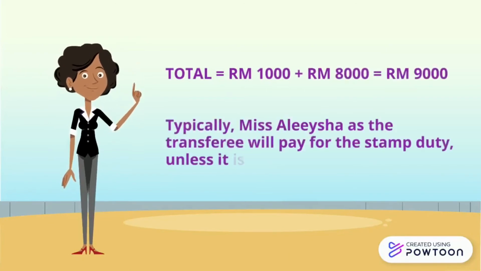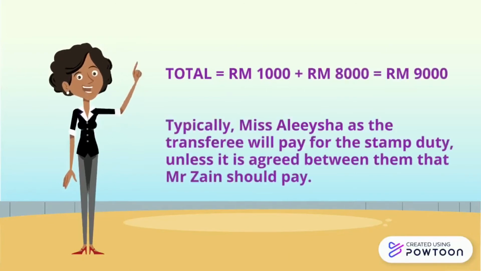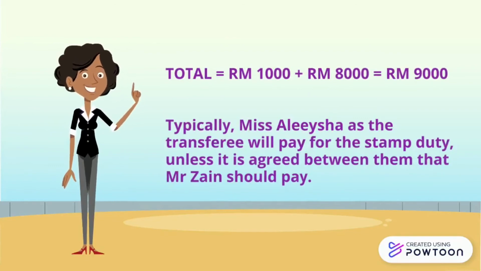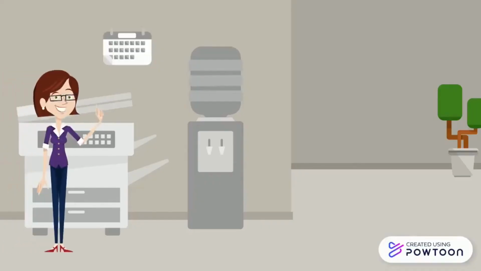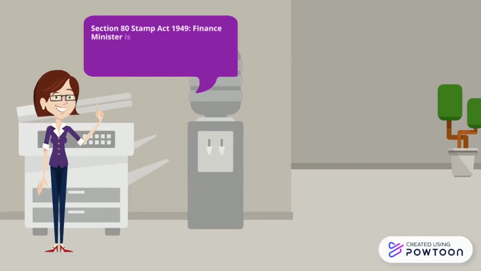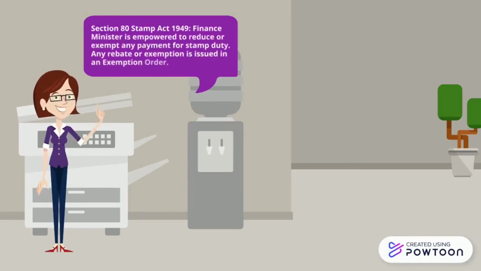Typically, Miss Alicia, as the transferee, will pay the stamp duty, unless it is agreed between them that Mr. Zain should pay. Under Section 80 of the Stamp Act 1949, the Finance Minister is empowered to reduce or exempt any payment of stamp duty. Any rebate or exemption is issued in an exemption order.